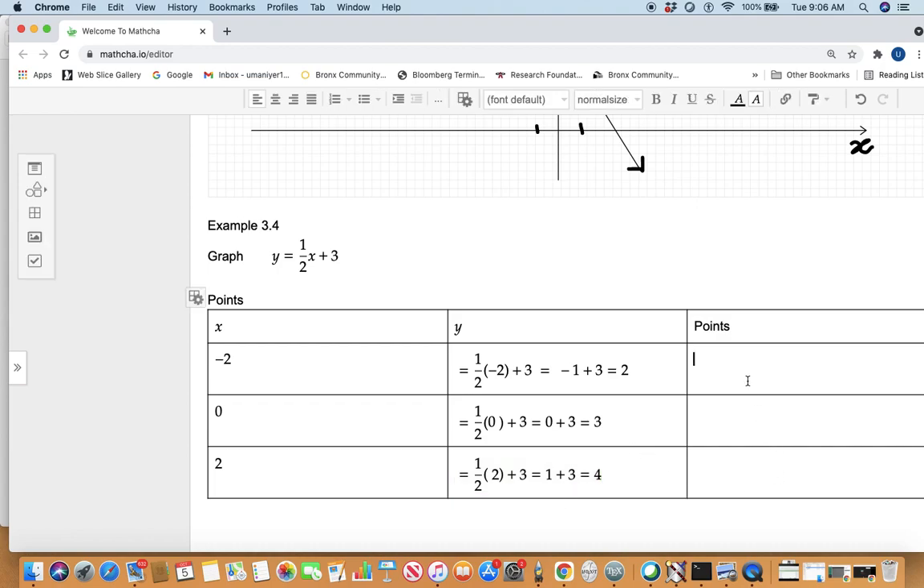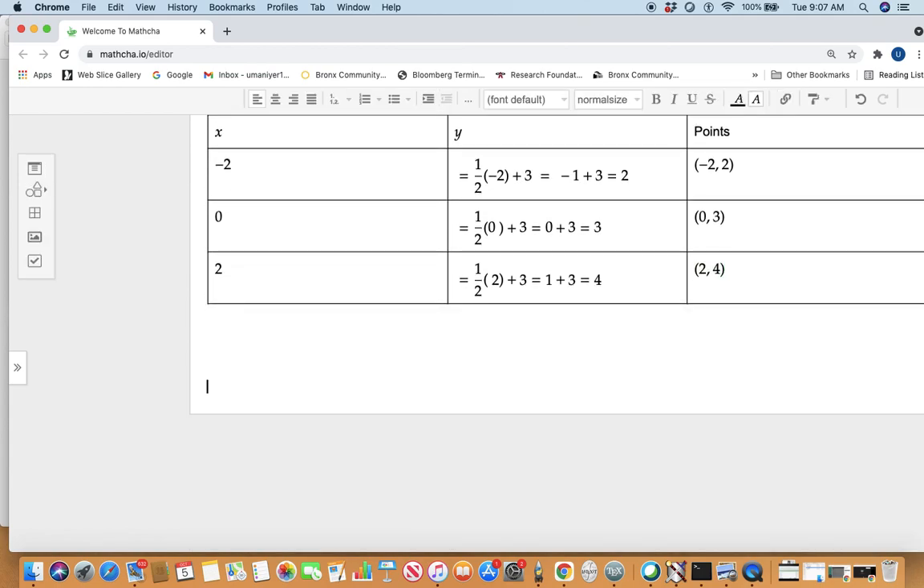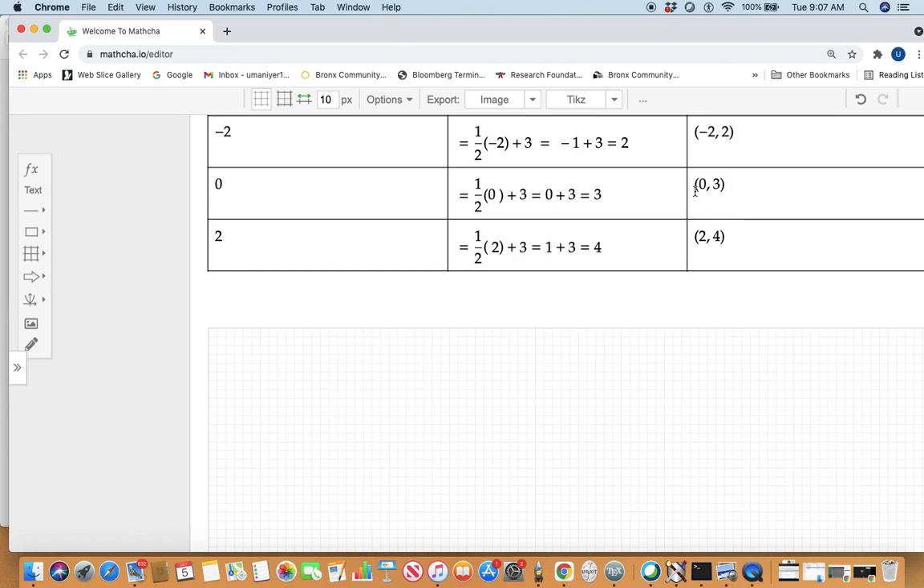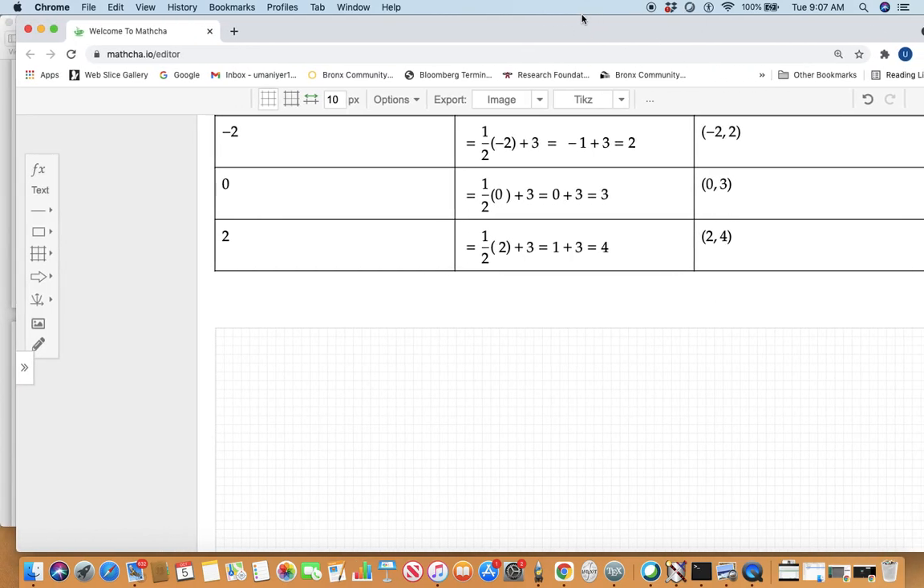So now you have your points. X coordinate is -2, y coordinate is 2. Here, x coordinate is 0, y coordinate is 3. Here, x coordinate is 2, y coordinate is 4. Alright, so once you have these, you are ready to graph -2, 2, 0, 3, and 2, 4. So let's get our axes.